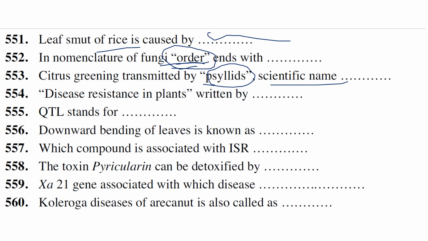Disease resistance in plants was written by whom? I told you Vanderplank, and in the previous videos we discussed that the most important book by Vanderplank is Plant Disease Epidemics and Control, 1963. He also wrote other books as well, Disease Resistance in Plants, Host Plant Interactions, and all those things. He wrote 5 other books, and Disease Resistance in Plants is also written by Vanderplank only.